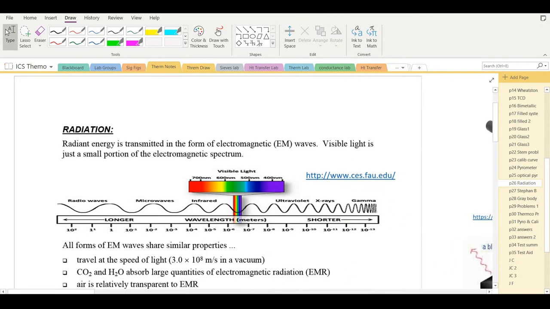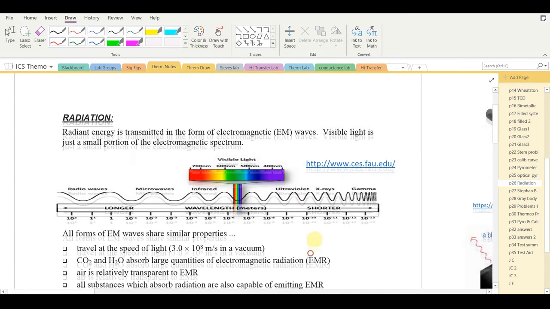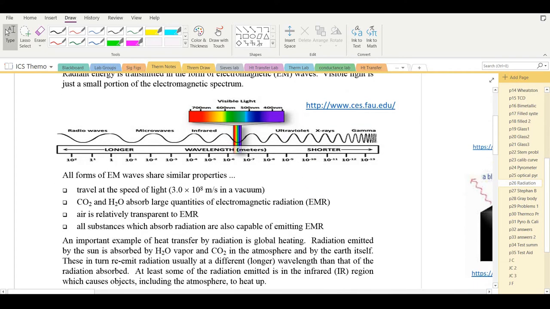So as mentioned already, radiant energy is transmitted in the form of electromagnetic waves, and visible light is just a small portion of the electromagnetic spectrum. There are some properties that are similar among all types of electromagnetic radiation. For example, they all travel at the speed of light, 3 × 10⁸ meters per second in a vacuum, even radio waves.